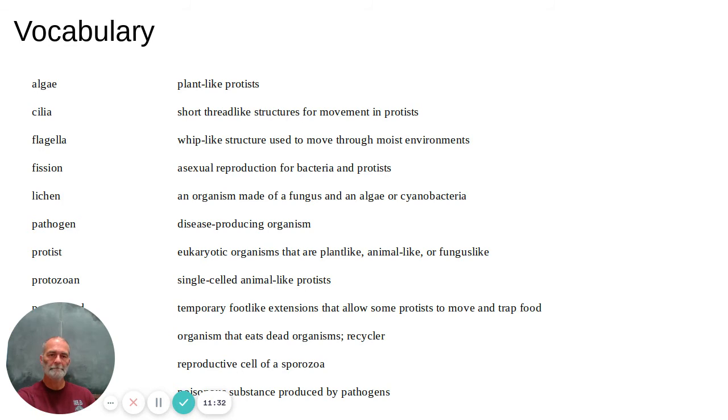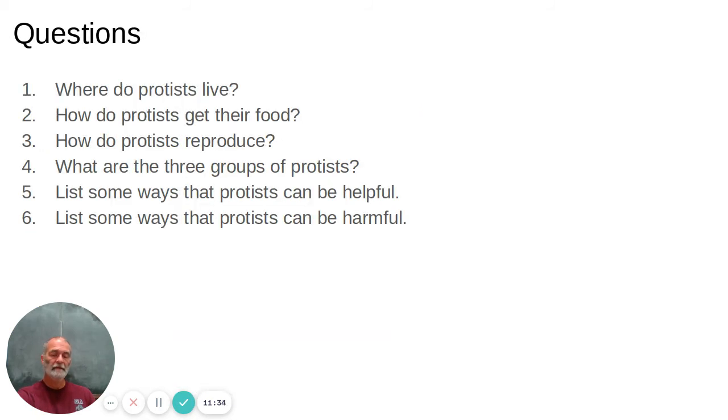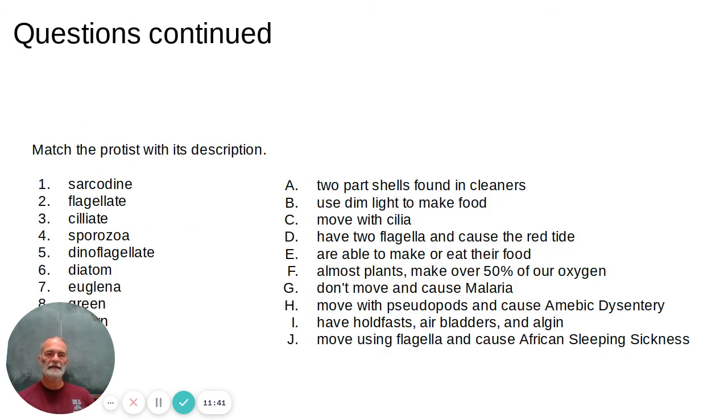Here's some vocabulary. And finally, for this one, there are 2 sets of questions. There are 6 questions that you need to list the answers, and then there are 10 questions where you need to match the protist with its description.